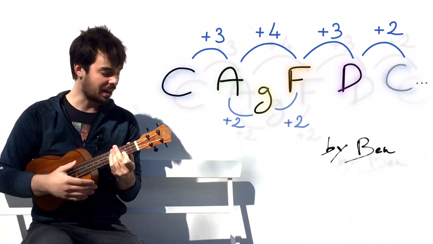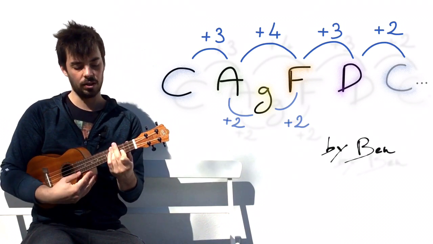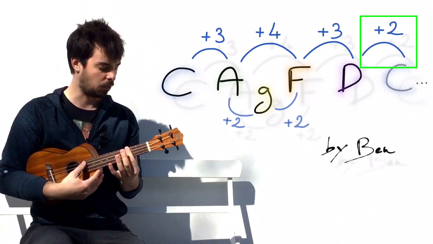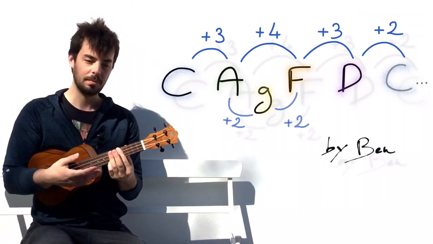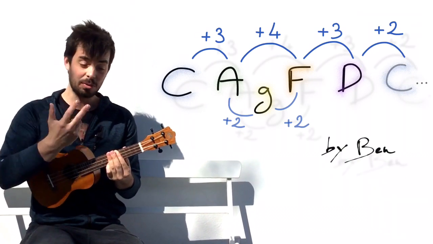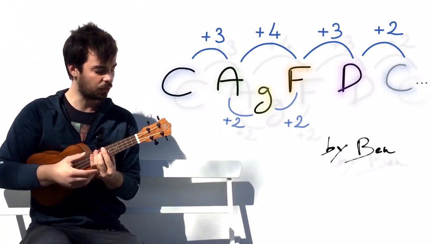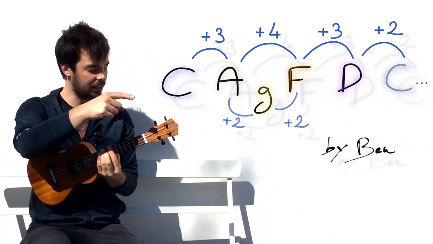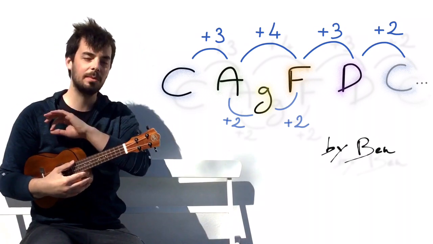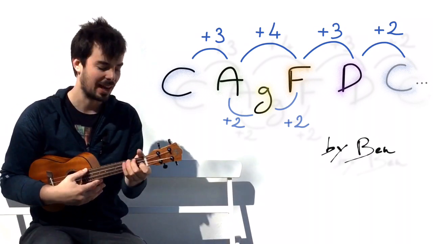What if we want to go higher? Then we go D to C. We move our index 2 frets, 1, 2, and play a C. What if we want to go higher? Move our index 3 frets and play an A. 1, 2, 3, and then we have it. Look, we can play F, D, C, A shapes and just play an F major chord. And it's like this.